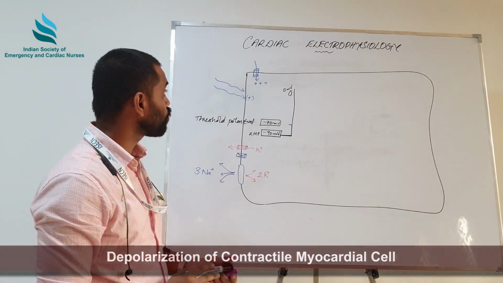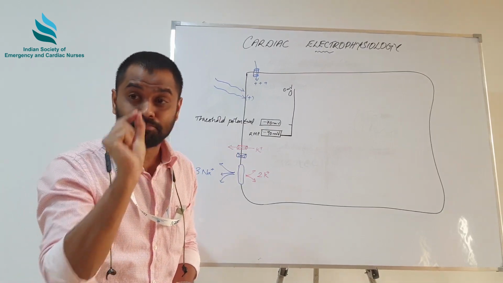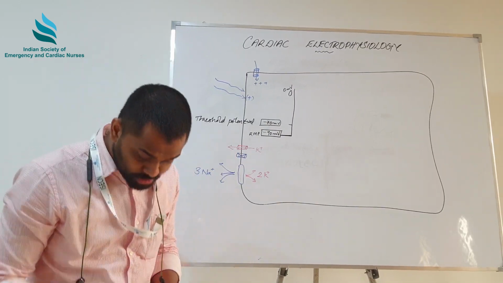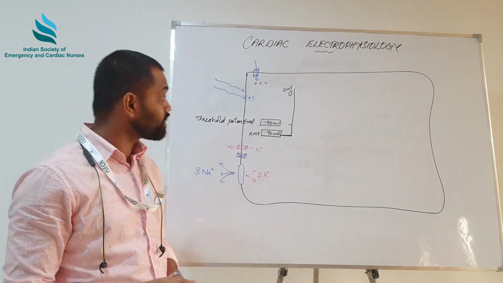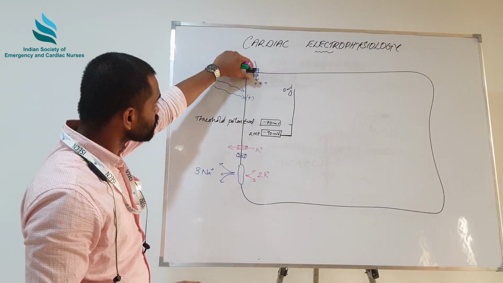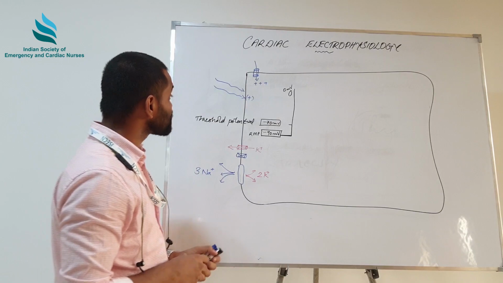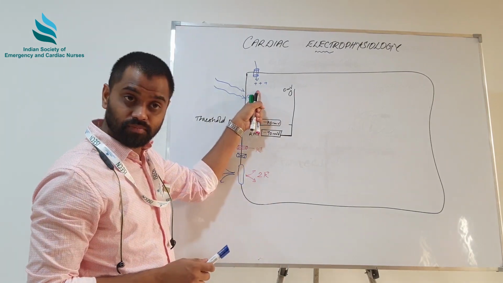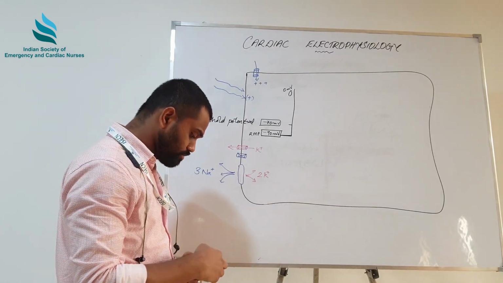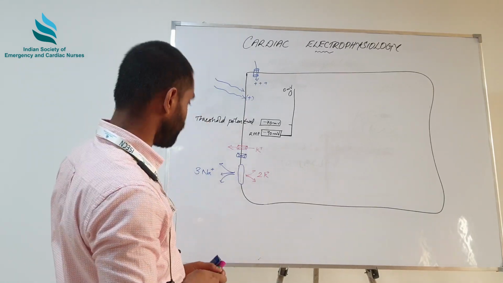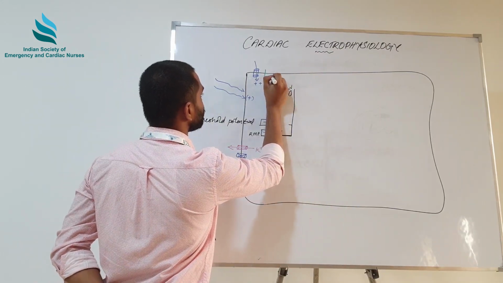Now what happens? I've told you the sodium channels open only for a very brief period of time. Because they open only for a very short period, they close immediately. That means no more cations are coming into the cell, and at the same time we have potassium channels opening here.